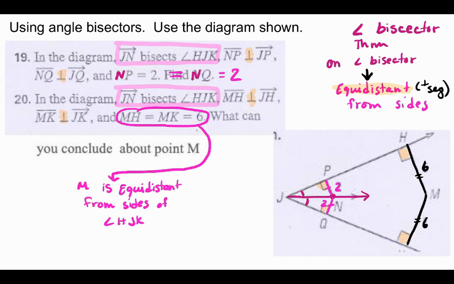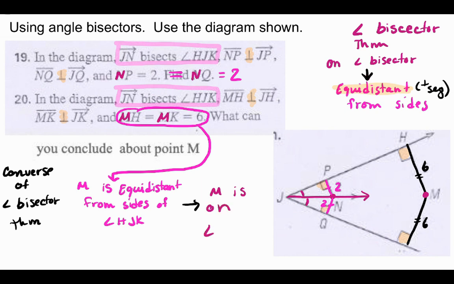So we have that equidistant, and we can use the converse of the angle bisector theorem to get that this is going to make this common point of M on the angle bisector. So our conclusion about point M is that it is on the angle bisector. So if you were to extend this angle bisector, point M would be on it.